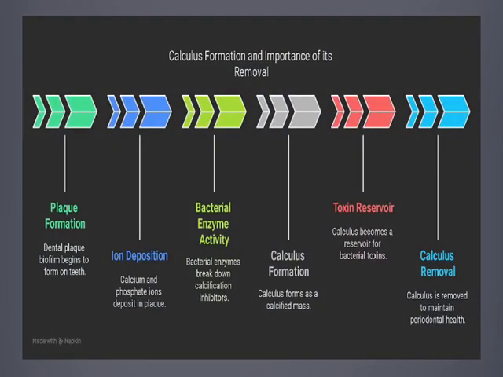Calculus forms when plaque biofilm accumulates minerals like calcium and phosphate, hardening into a calcified mass. Bacterial enzymes break down inhibitors that usually prevent this calcification. Calculus serves as a reservoir for bacterial toxins, making its removal essential to maintain periodontal health and prevent disease progression.